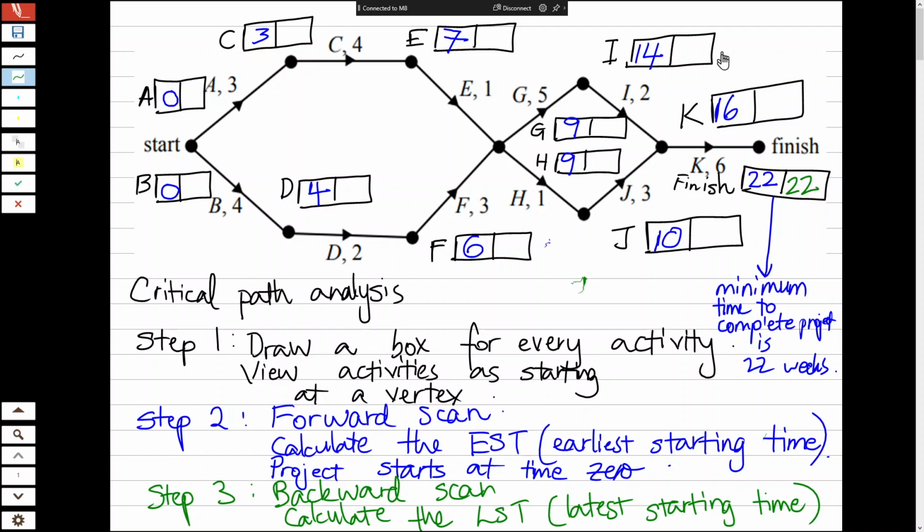So K has to be the same. Yes, K has a duration of 6 weeks. 22 minus 6 gives me 16. All right, now we're here. Notice I started from the right, and now I'm moving towards the left. I need to get to this point here by time 16. So you can't delay I, but you can delay J right now.